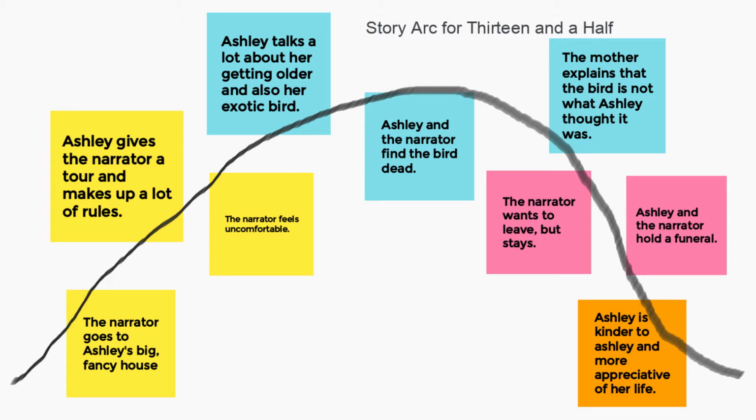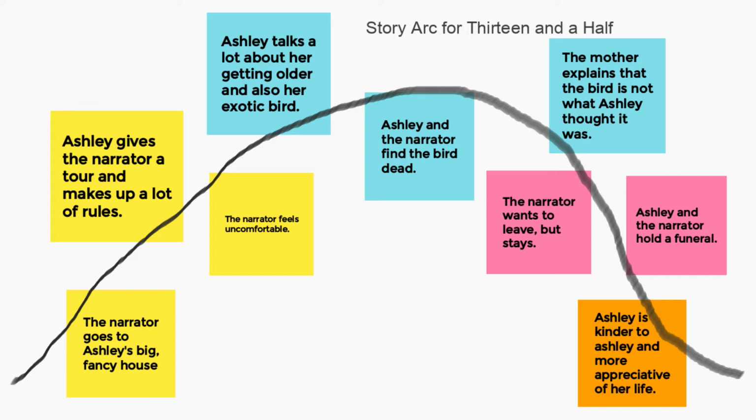Okay, writers, let's take a look at our story that we've already read, 13 and a half. This story that we read was like that. It's got that traditional up, down, finish the story off in a satisfactory way. In the beginning, it starts with the narrator going to Ashley's big, fancy house. And we learn some more about her along the way, the 2 characters.